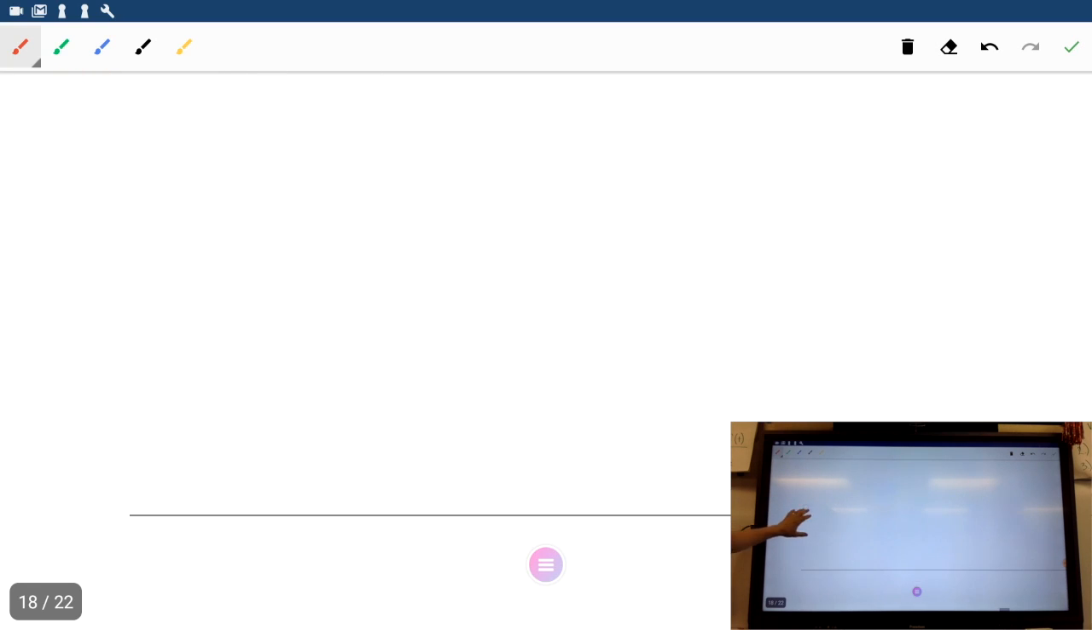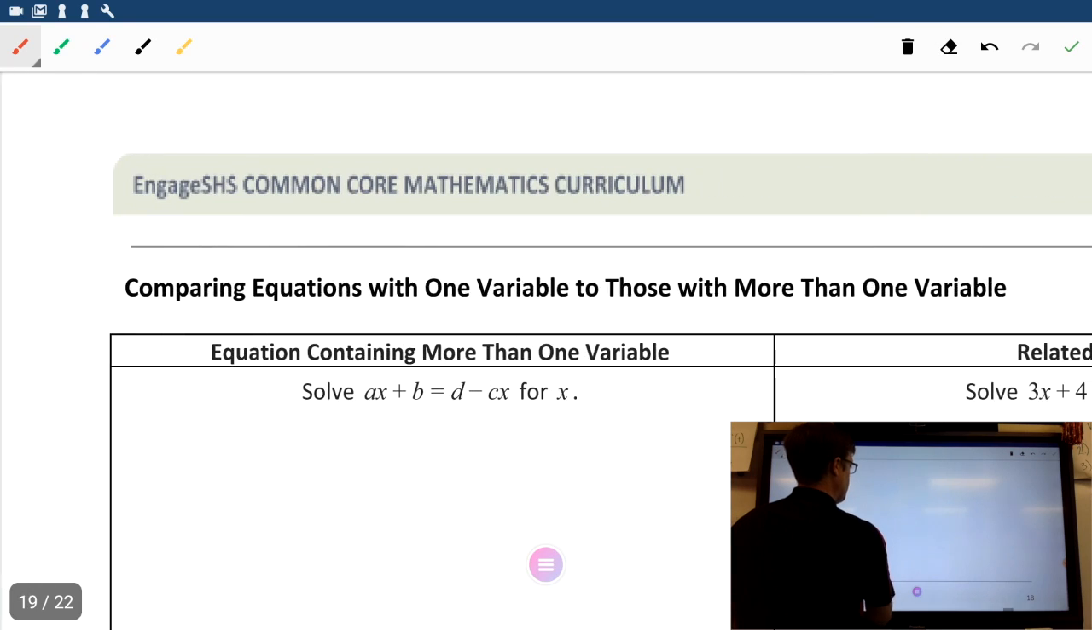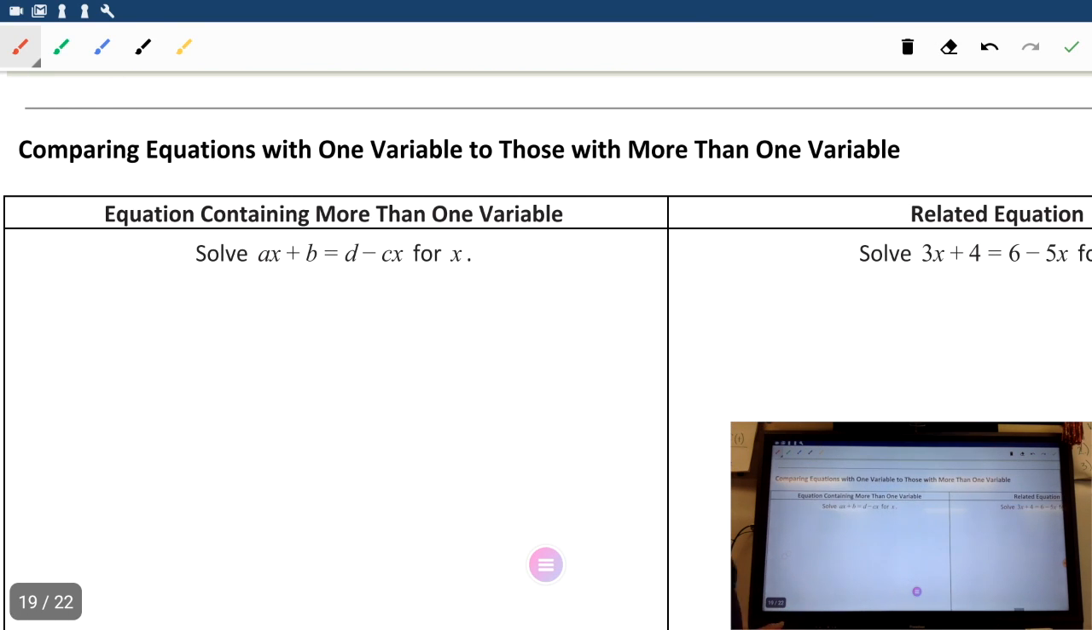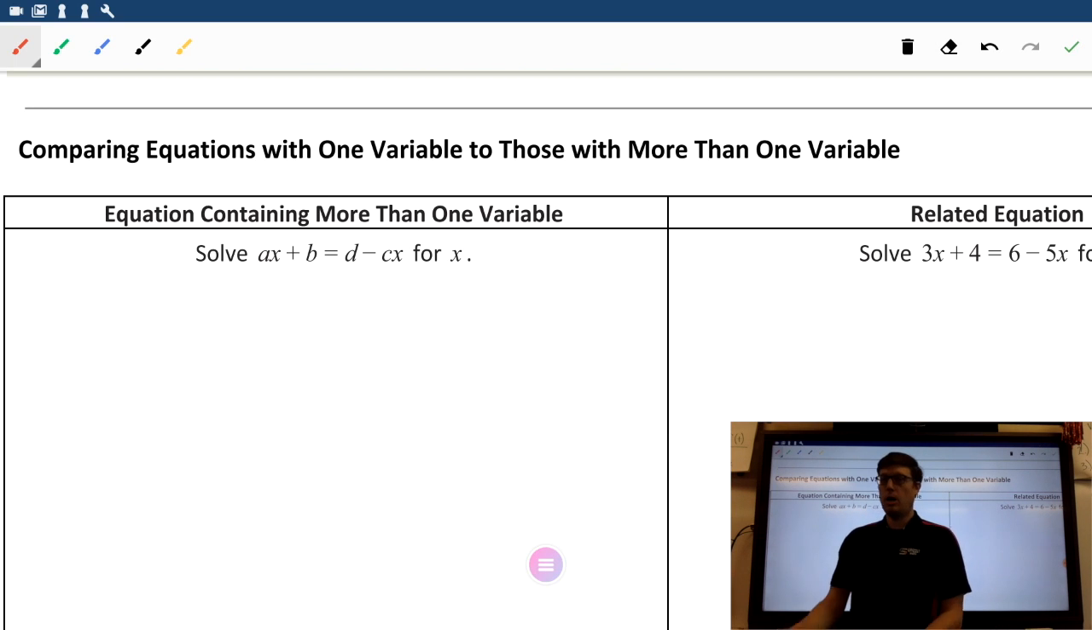That is it for this page. Okay, where are we at with pages? I'm on to the next one. Comparing equations with one variable. Okay, so go ahead and pause the video if you needed to. I'm going to keep moving forward.